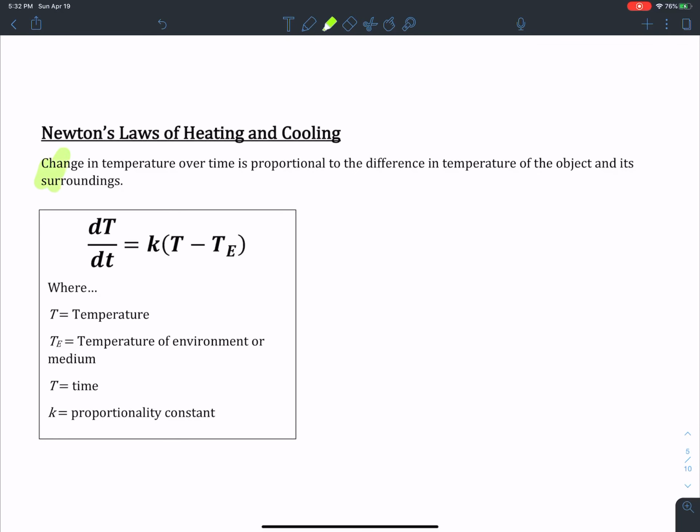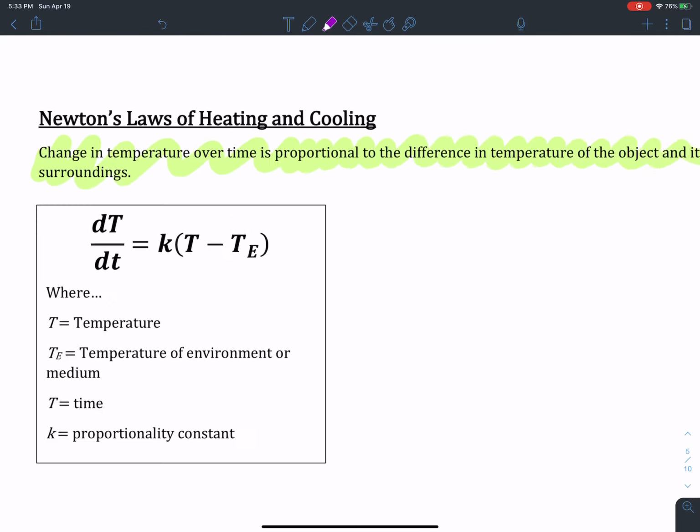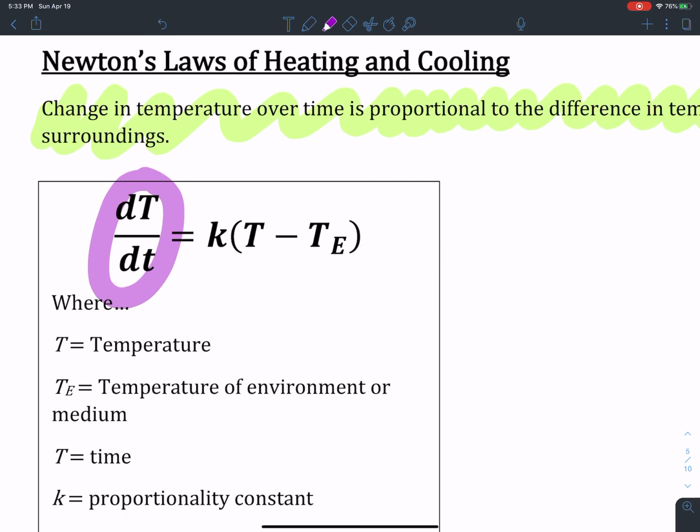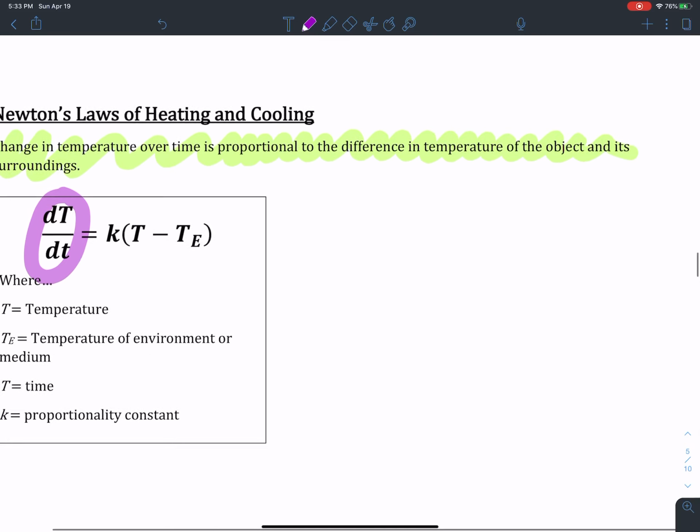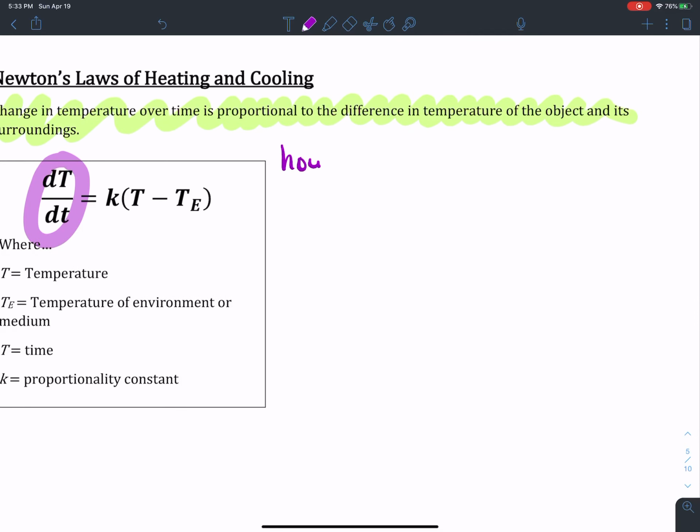The change in temperature over time is proportional to the difference of the temperature of the object and its surroundings. So take a quick moment to internalize what this formula is trying to tell us. So the change in temperature over time. Let's think about our car and the speedometer. It's a numerical measurement of how fast my temperature is changing.